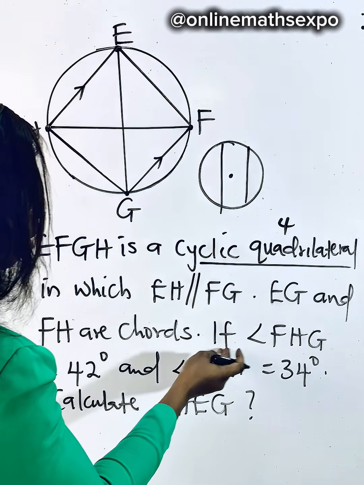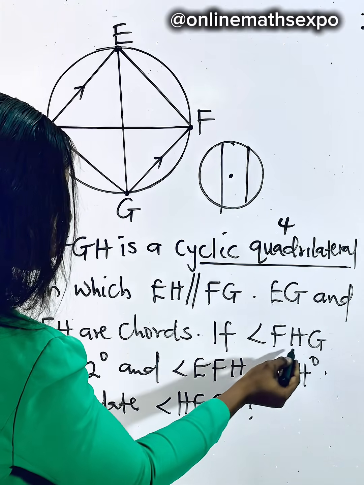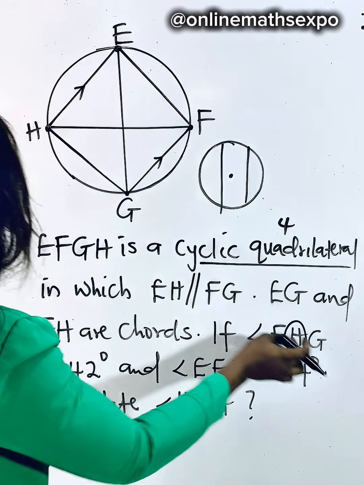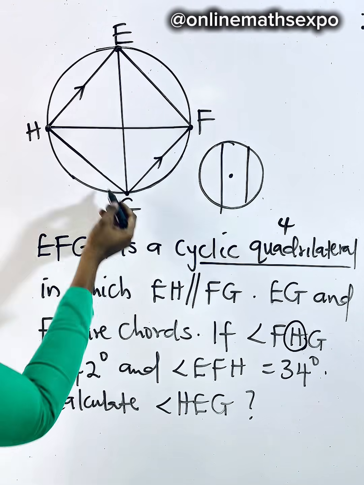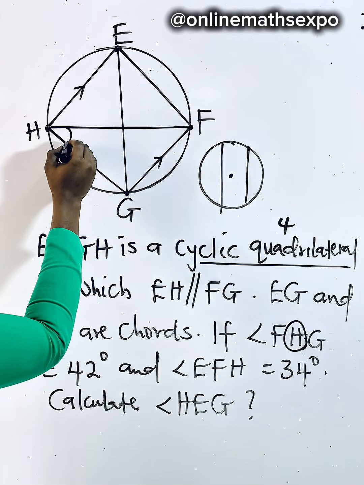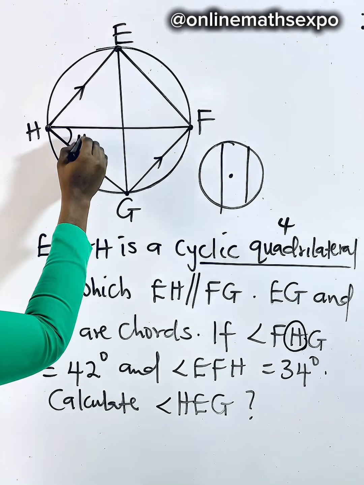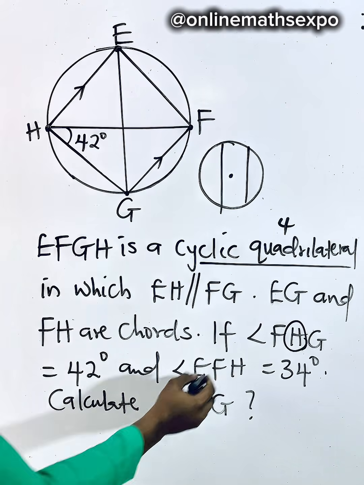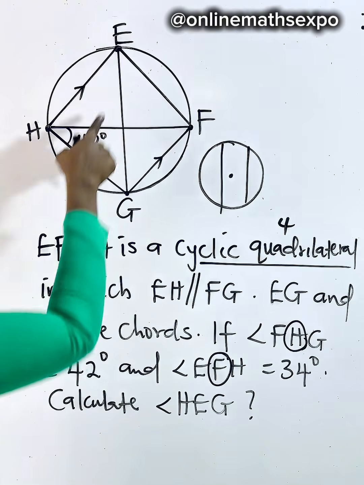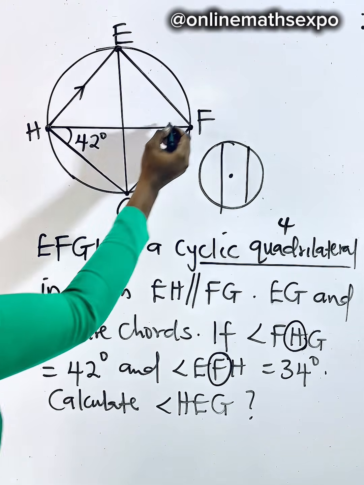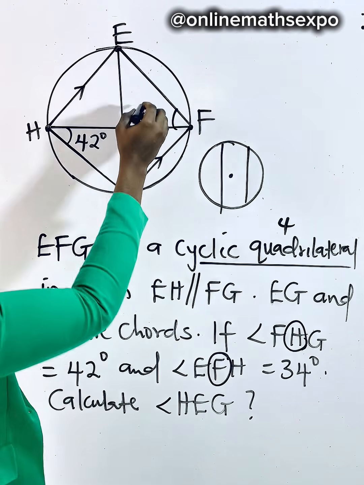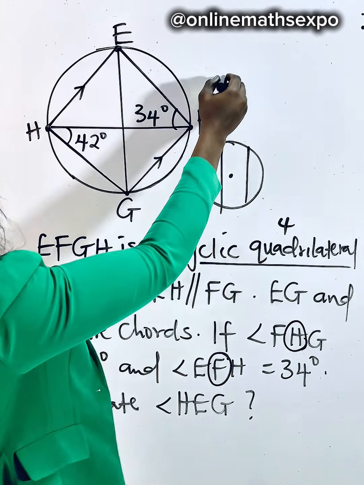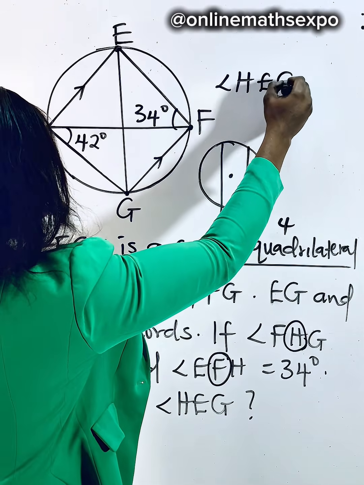Now, we are also told if angle FHE, when you say this, the angle is on the second letter, the middle letter. So the angle FHG, that's the angle at H here, is given as 42. So this angle is 42. Then we are also told angle EFH, this angle here, is given as 34 degrees. The question is asking us to calculate the value of angle HEG.